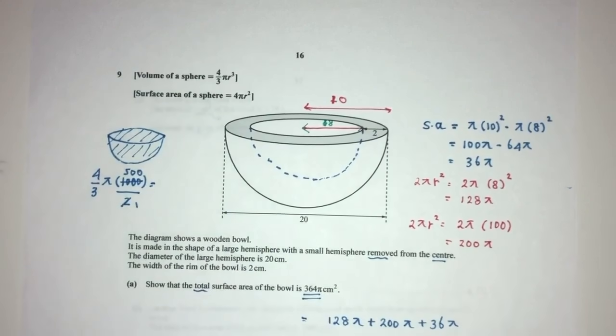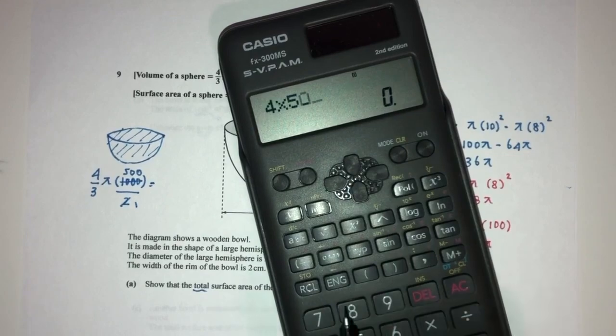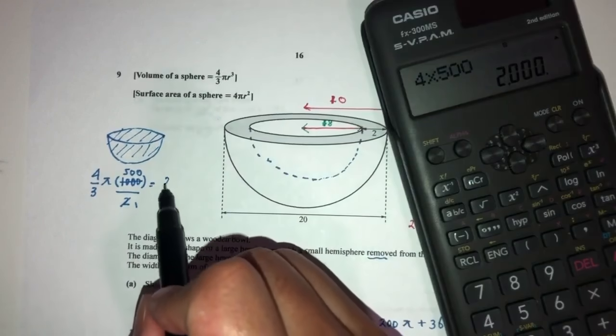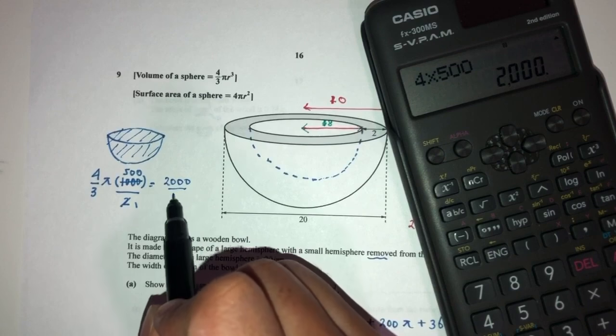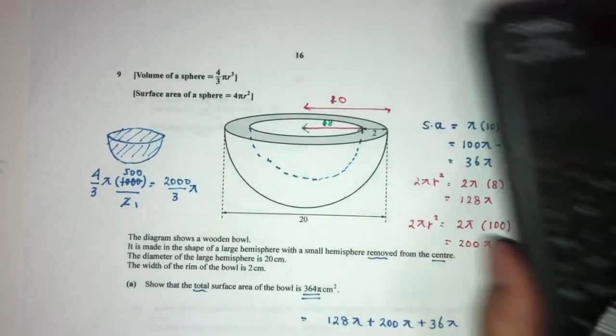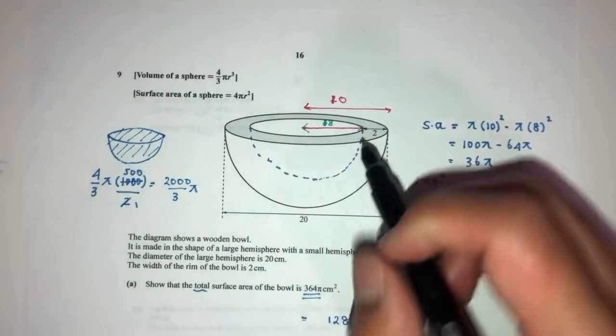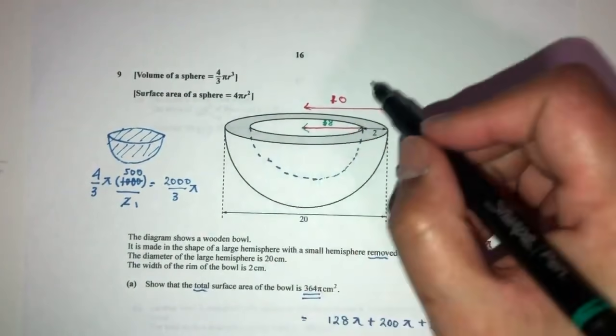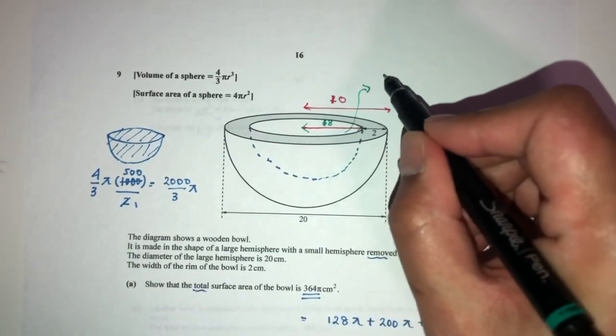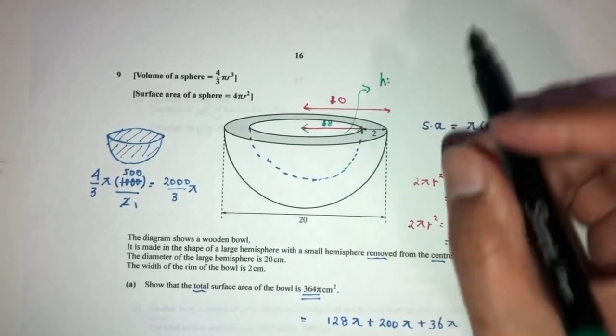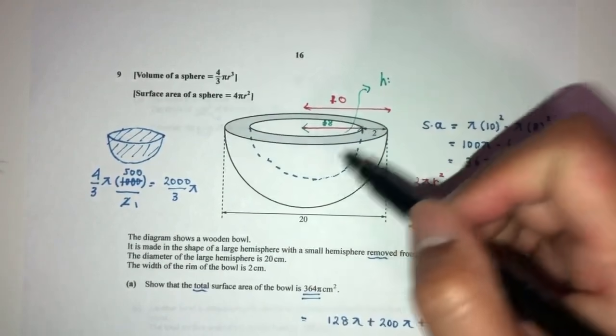Simplify. 4 times 500, that should be 2000. So 2000 divided by 3 pi. This is the volume of the whole thing. Now obviously we have to remove the inside. The inside is what? It is also a hemisphere, right? So let's remove that. Let's find the volume of the inside.